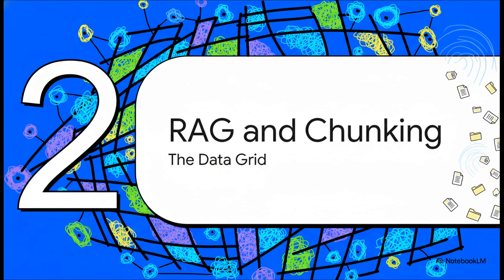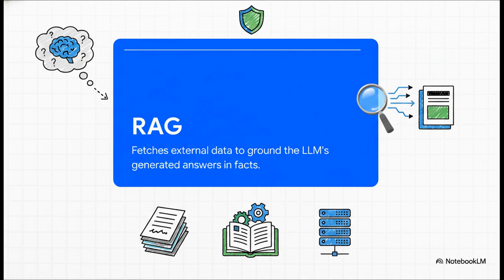Welcome to the data grid. Okay, so to stop our local AI from just making things up or hallucinating, we use RAG. This lets us feed the model our own private documents to act as a definitive source of truth. So instead of relying purely on its initial training data, the AI basically becomes an open book test taker. It actively searches through your specific PDFs, your code bases, or your personal notes before it ever formulates an answer.